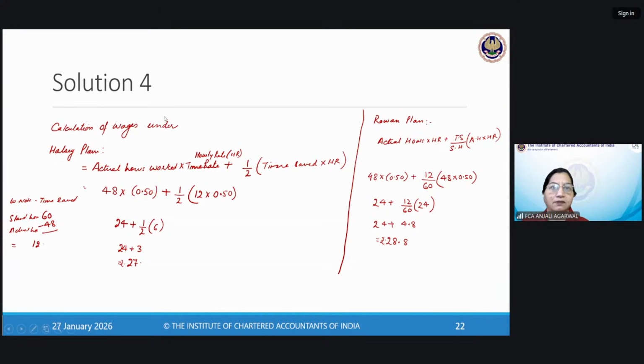Is this clear? Why is it 24.125? Minu, you're doing something wrong. Did you apply here 12? So Rowan does not apply the bonus on time saved. It applies the bonus as a fraction in proportion to the time saved upon standard hours, and this proportion is applied to the actual wages.